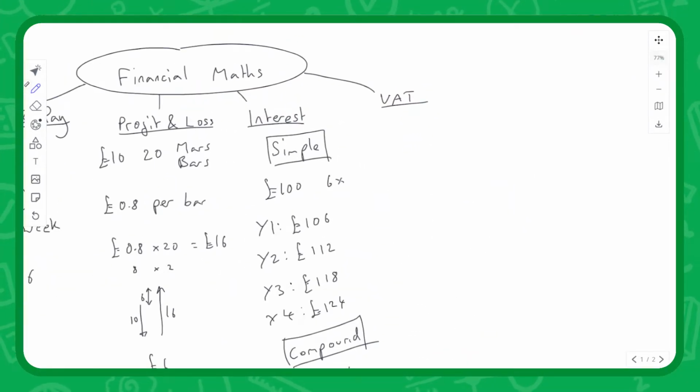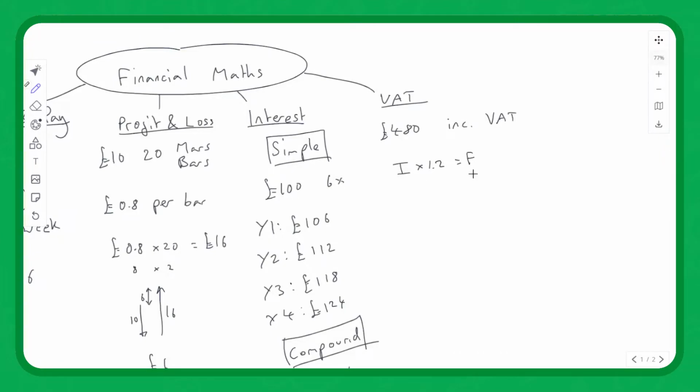Let's look at VAT finally to finish off this group of subtopics. Let's say you've got a TV and the TV in the shop is showing a price of £480, and it's including VAT. Well, VAT is 20% at the moment in the UK, as of 2022. To work out how we add VAT, we take our initial price without VAT, and if we want to add on 20%, we just times it by 1.2, and that gives us our final price.